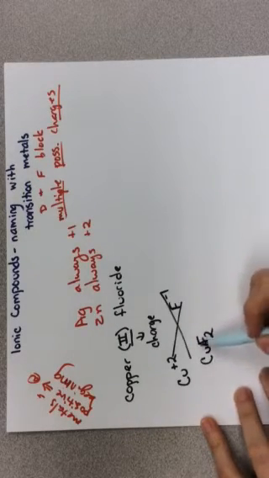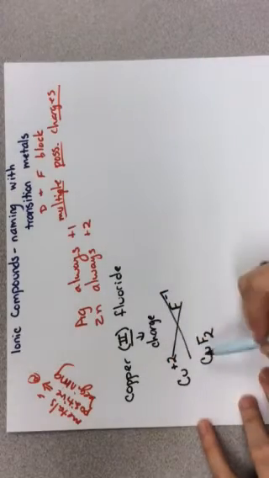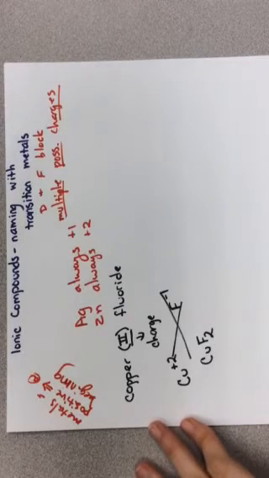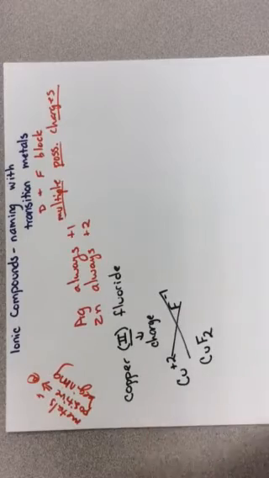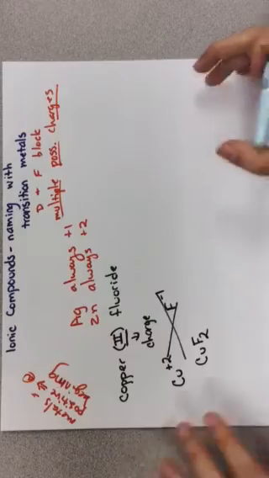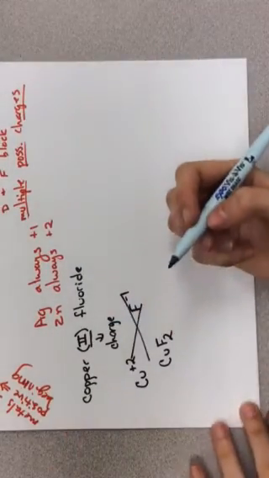The difficult thing is being given this and determining, oh, that's copper 2 fluoride, because many students frequently look at this and say that's copper fluoride. But that's not accurate. Since copper is a transition metal, you have to be able to tell me what its charge is specifically.